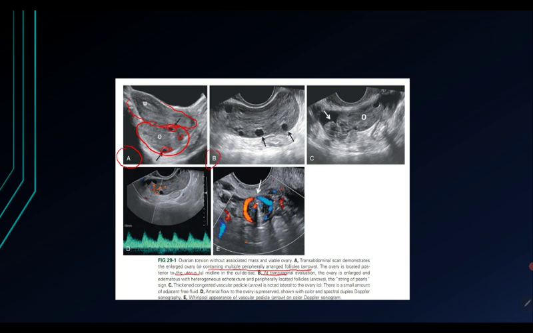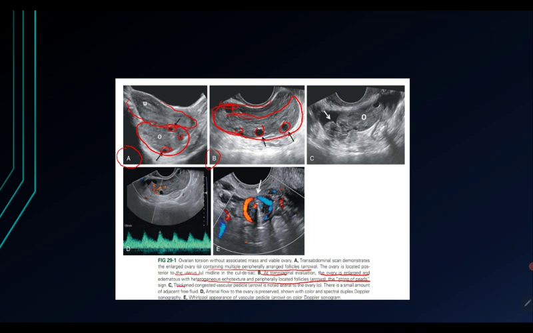At point B, you can see the transvaginal scan of the ovary, and how the ovary is enlarged, with heterogeneous echotexture and peripherally located follicles with the string of pearls. You can see the peripherally located compressed follicles.